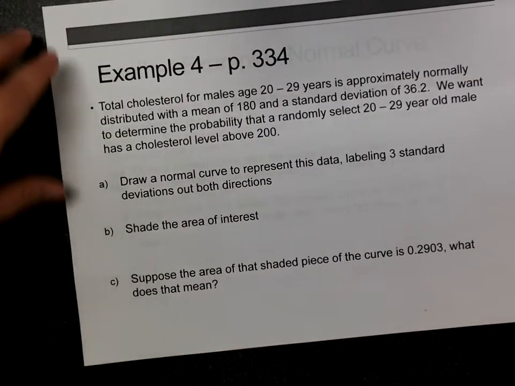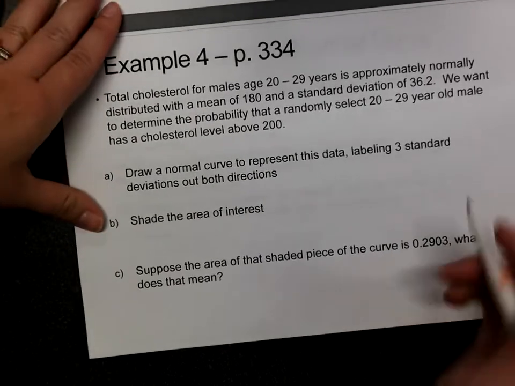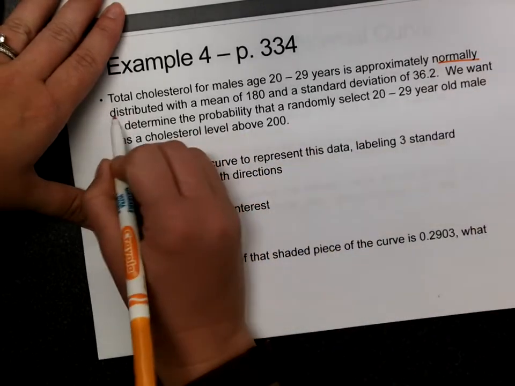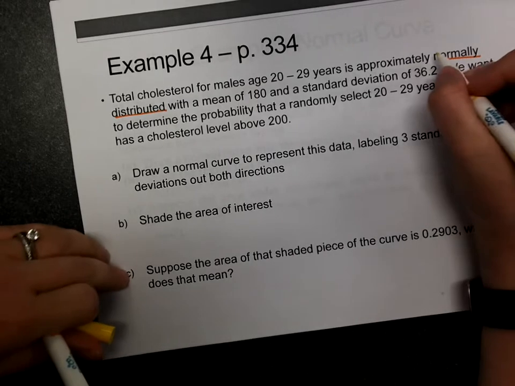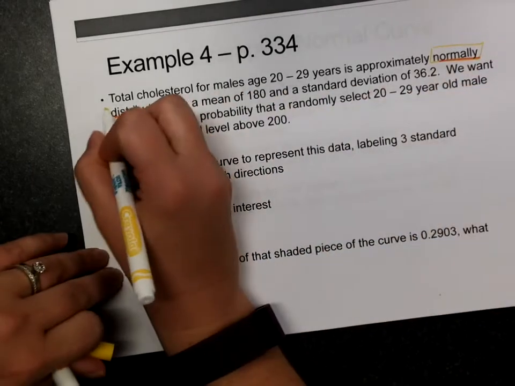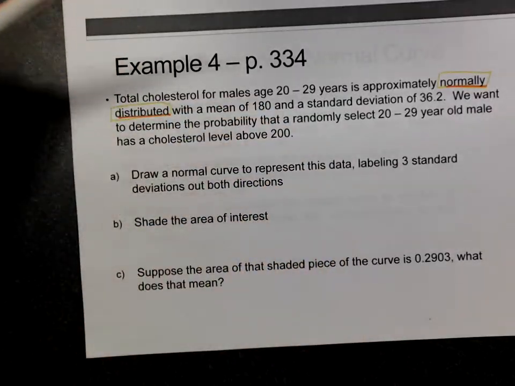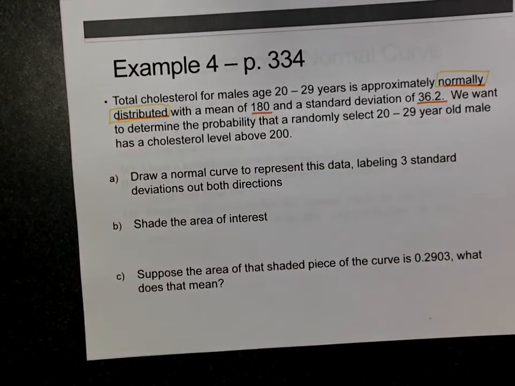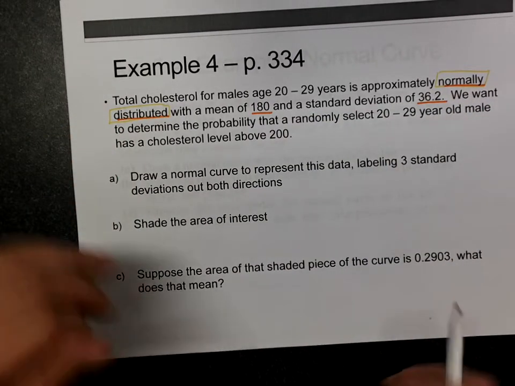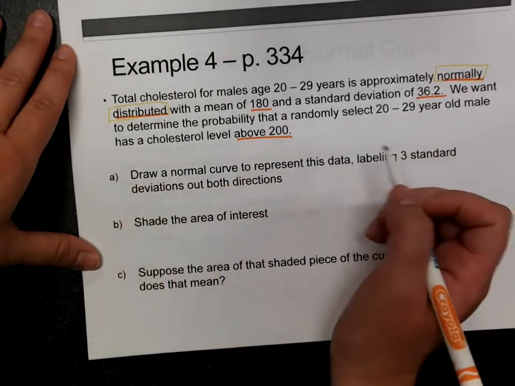So here's another example. The total cholesterol for males ages 20 to 29 years is approximately normally distributed. Those are key words, so you can look for those when you're taking your test. Once you see normally distributed, we should think bell curve. It tells us that the mean is 180 and the standard deviation is 36.2. We want to determine the probability that a randomly selected 20 to 29-year-old male has a cholesterol level above 200.